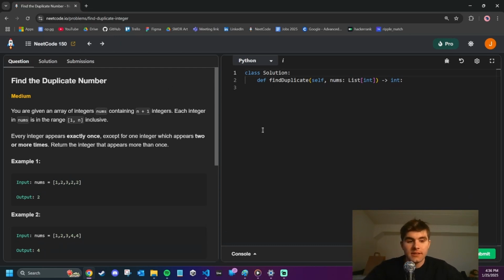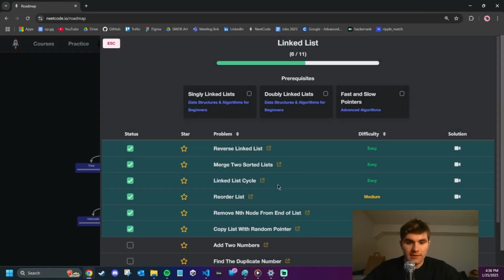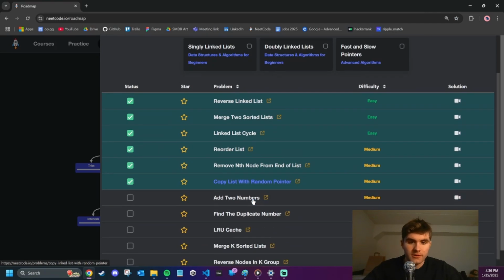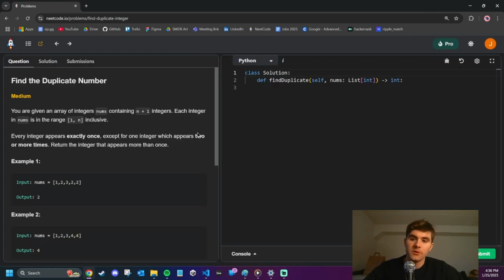Feeling good today. Today is Saturday, January 25th at 4:36 p.m. I'm trying to complete this NeetCode roadmap. Yesterday I did Copy List with Random Pointer. I started doing this one off camera, so I'll do Find the Duplicate Number for this episode today.